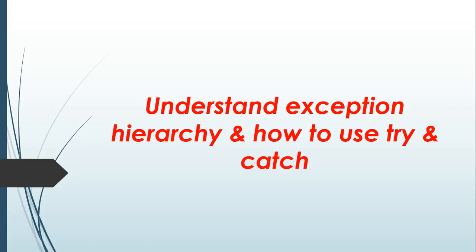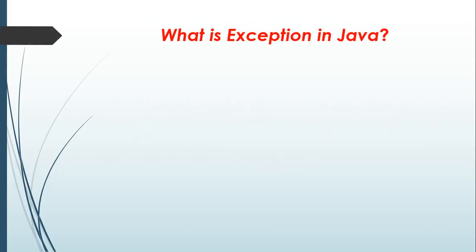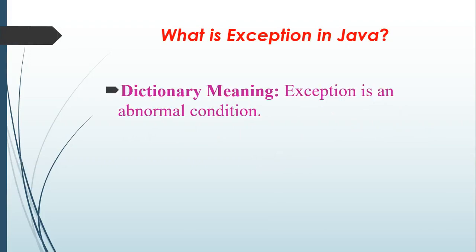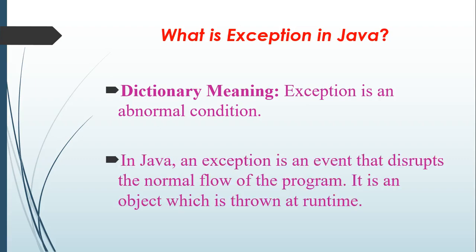Today we will understand the exception hierarchy and how to use try and catch. First of all, what is an exception in Java? The dictionary meaning of exception is an abnormal condition. But in Java, an exception is an event that disrupts the normal flow of the program. It is an object which is thrown at runtime.